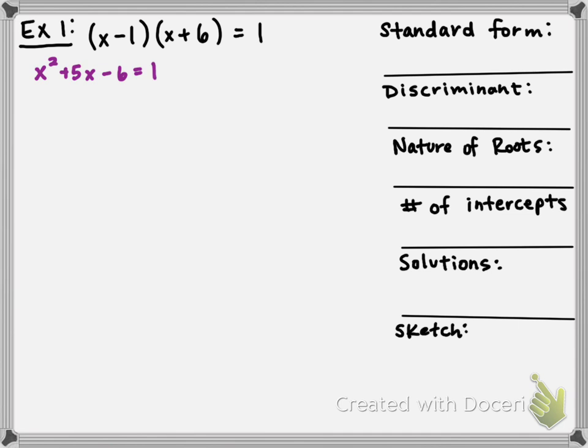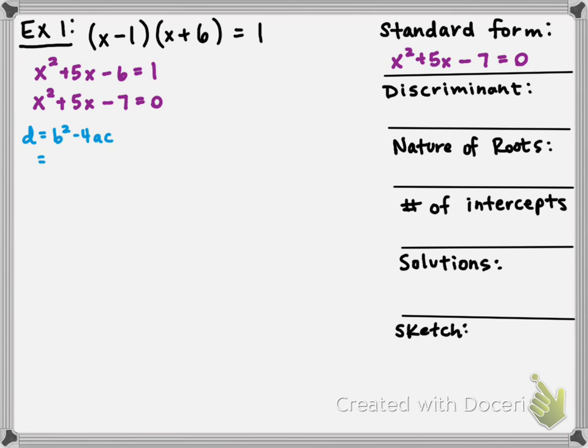From there, to equal 0, I would get x squared plus 5x minus 7 equals 0. And this is my standard form. So I'm going to write that in my standard form. X squared plus 5x minus 7 equals 0. The next task I'm tasked with is finding the discriminant. So again, the discriminant is d equals b squared minus 4ac. So I'm going to plug in my numbers.